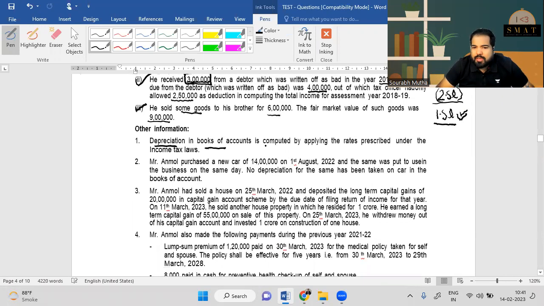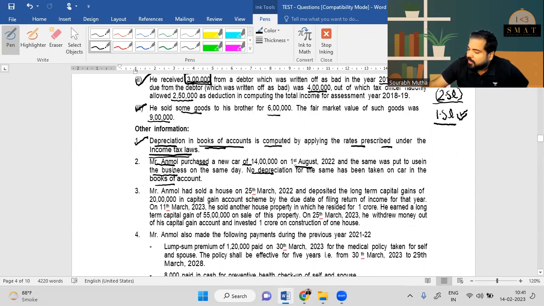Depreciation in the books of accounts is computed by applying the rates prescribed under the Income Tax Act. So what they are saying is that for the books of accounts and the income tax law, the depreciation is the same. So that is good. Anmol purchased a new car for 14 lakh rupees on the 1st of August 2022, and the same was put to use in the business. No depreciation for the same has been taken. So here you have to take the depreciation.